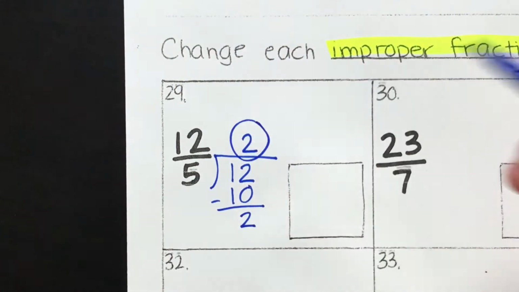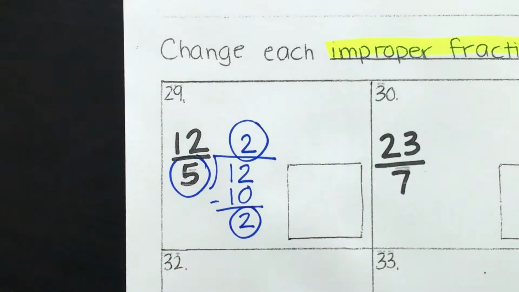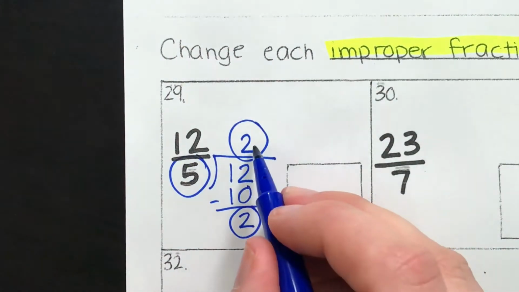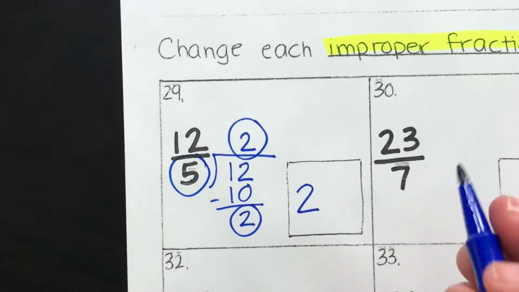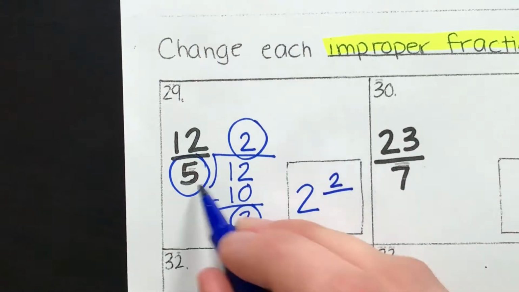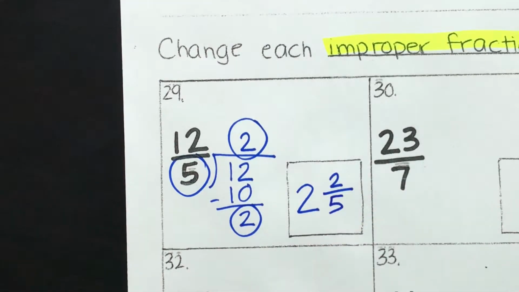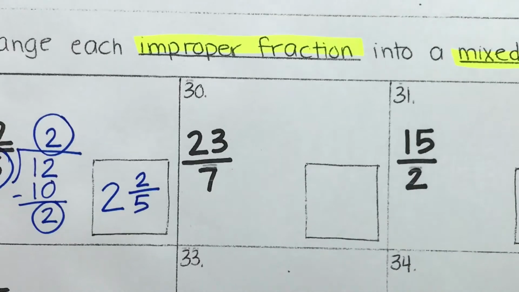So now we're going to circle our top number, our remainder, and then our 5 over here, which was our old denominator. Remember, the top number is the king number, so he is the whole number, that 2. Then we're going to bring over our remainder as the numerator, and 5 comes over as our denominator. Okay, let's look at number 30.